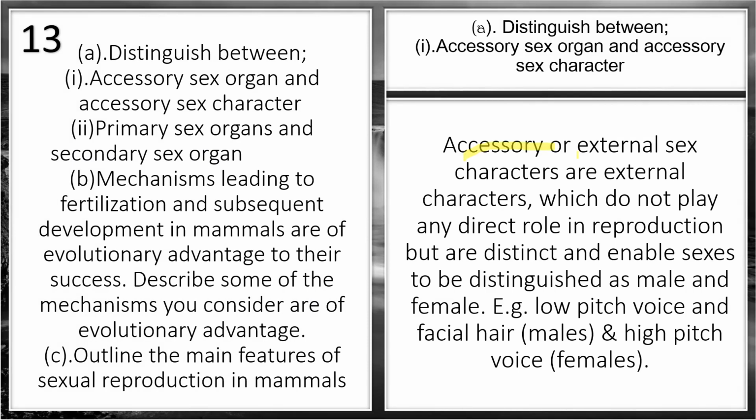Accessory or external sex characters are external characters which do not play a direct role in reproduction, but are distinct and enable sexes to be distinguished as male and female. For example, low-pitch voice and facial hair for males, high-pitch voice for females.